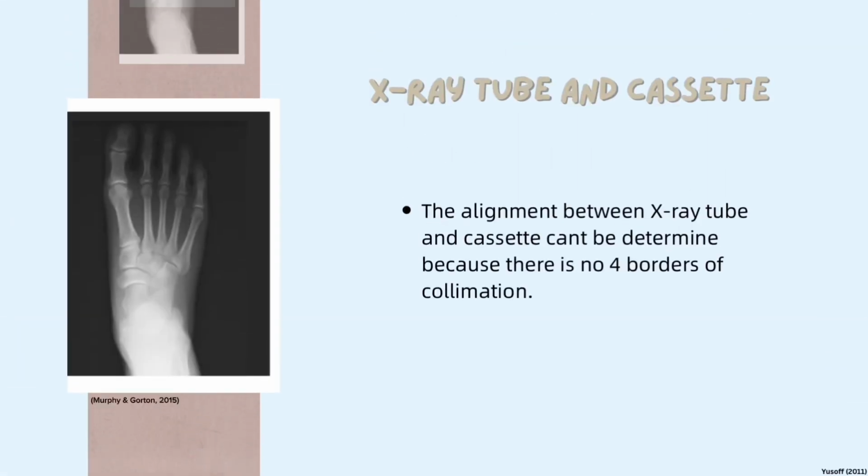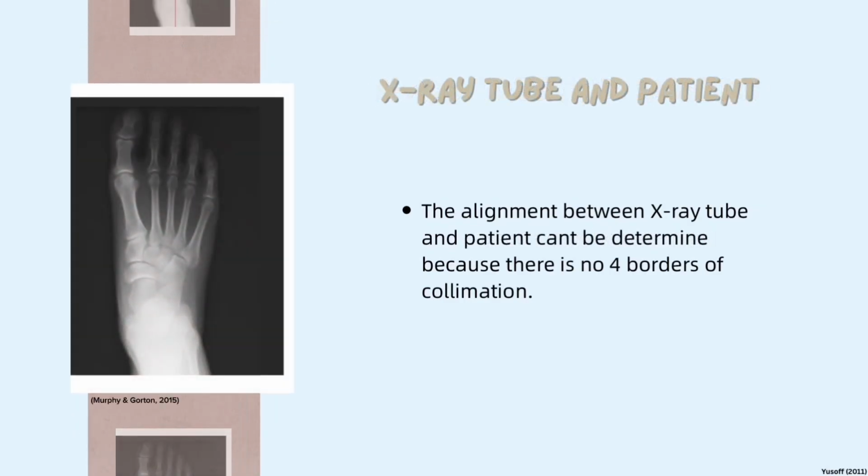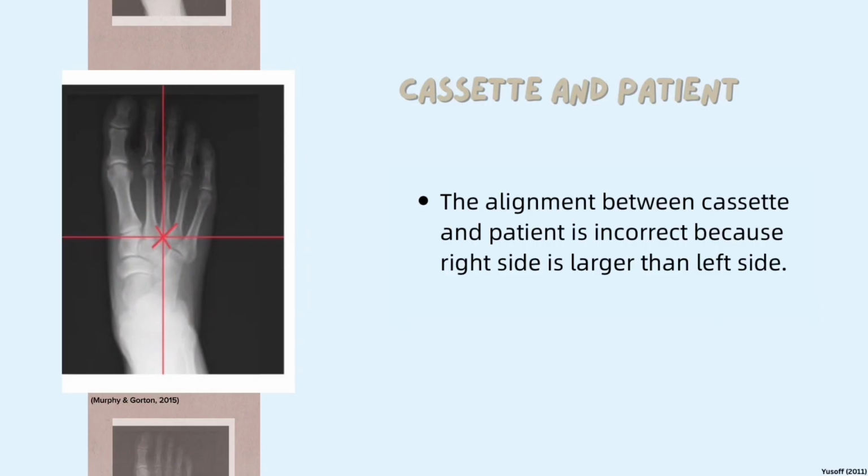Next, I will show you another example for alignment evaluation. For this radiograph, the alignment between X-ray tube and cassette cannot be determined because there are no four borders of collimation. The alignment between X-ray tube and patient cannot be determined because there are no four borders of collimation. The alignment between cassette and patient is incorrect because the right side is larger than the left side.